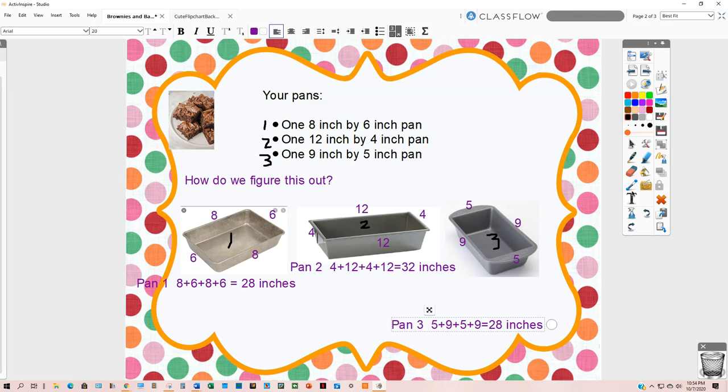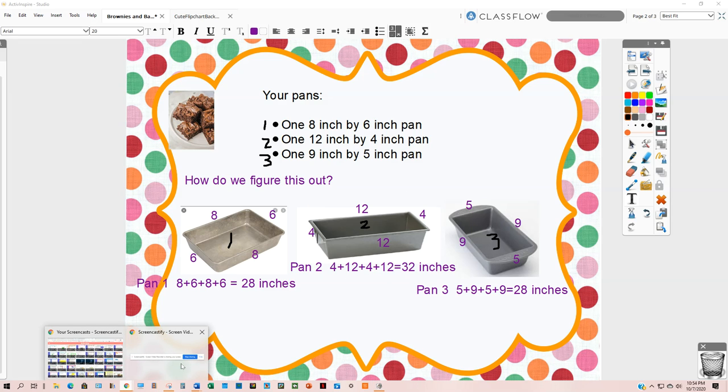So, which pan is the biggest? Is it pan 1, pan 2, pan 3? If you said pan 2, you're right. That will give me the most access to edges with my brownie. Awesome. So I'm going to use pan 2, and I'm going to make me some brownies. Good job, third graders.